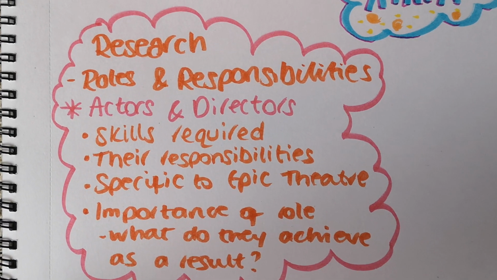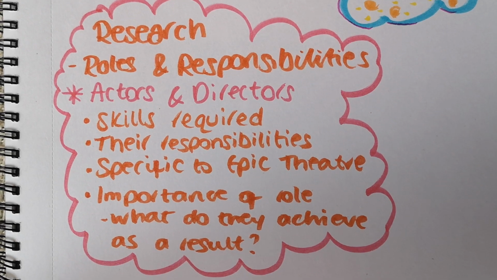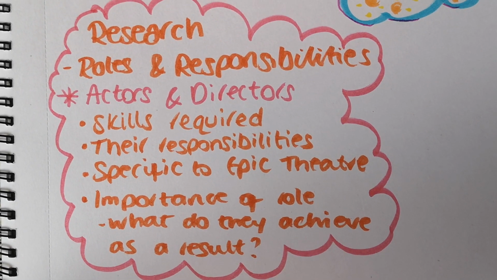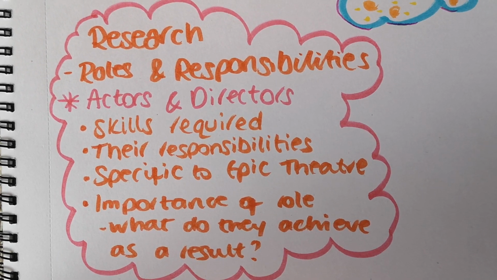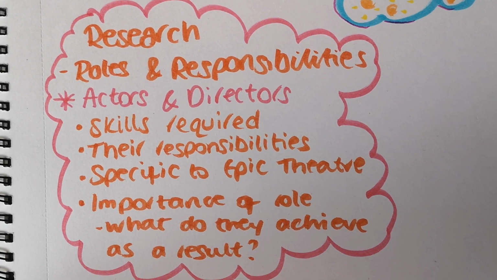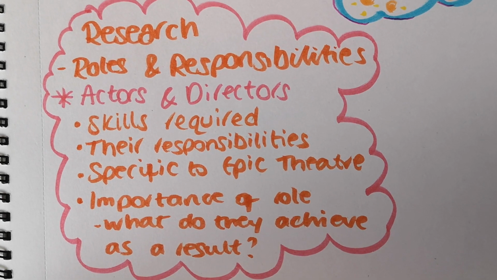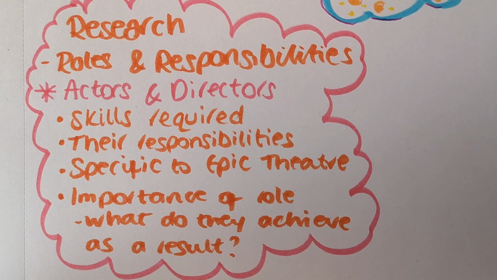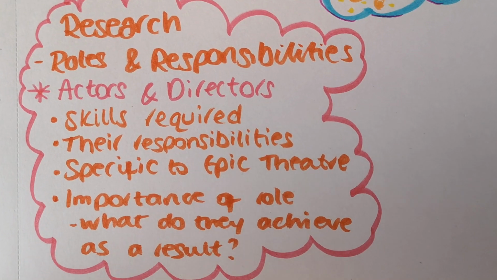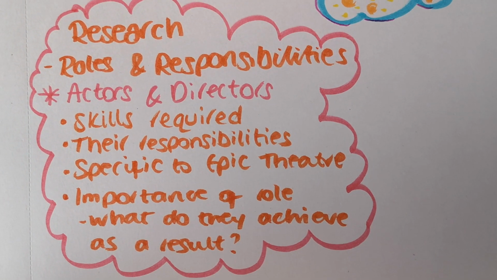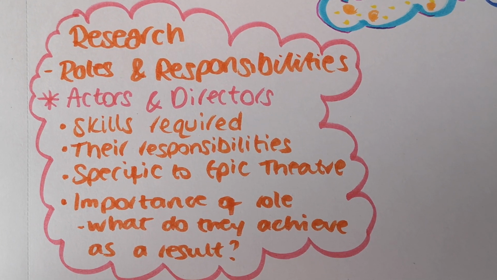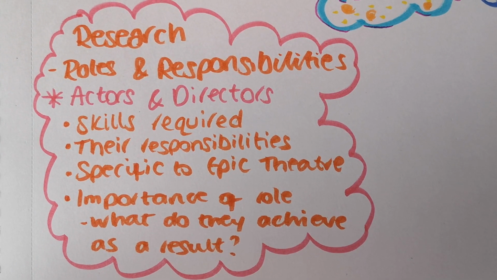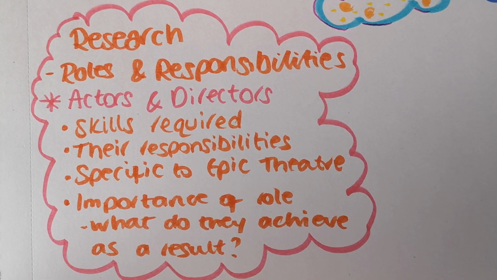We then bring in our research for the roles and responsibilities. So this is the actors and directors who are working together on epic theatre. Again, using Blood Brothers as an example when you're talking about the skills and responsibilities that are required, making sure you're referencing epic theatre and how important their role is in terms of what they achieve as a result. Again, this was referenced in the video for Learning Aim B the other day, so do double check back on that, and there will be some links for that for you to reference.